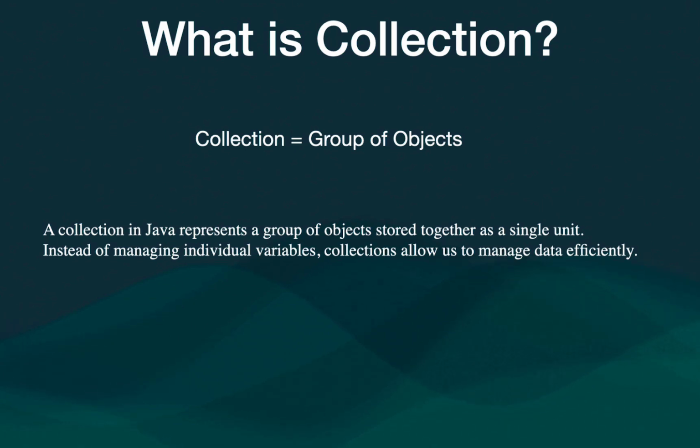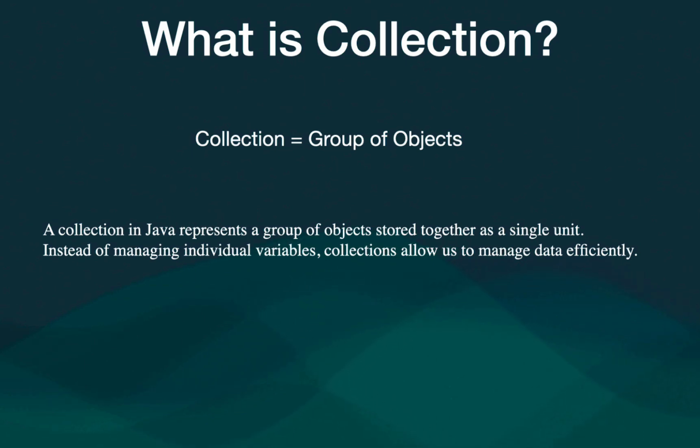A real-time example: imagine a shopping cart on your e-commerce website, like Amazon or Flipkart. It contains multiple products. So we can call this cart a collection of product objects. A collection is an object that represents a group of individual objects as a single entity.